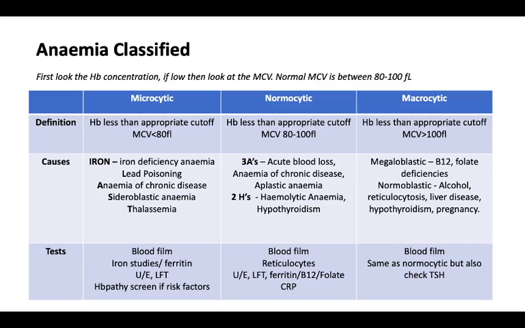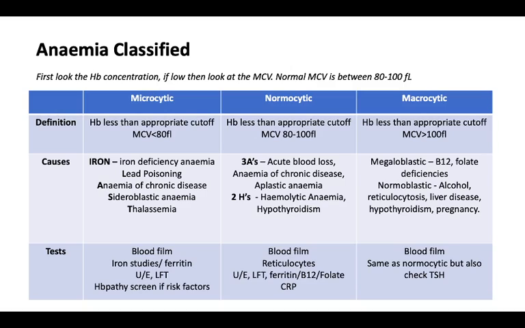Okay, so using this, you can classify the anemias into microcytic, which is if hemoglobin is less than the appropriate cutoff and the MCV is less than 80 femtoliters, or normocytic, which is when MCV is normal, or if they have a macrocytic anemia, which is when the MCV is above 100 femtoliters. So let's look at the different causes for each of the anemias.